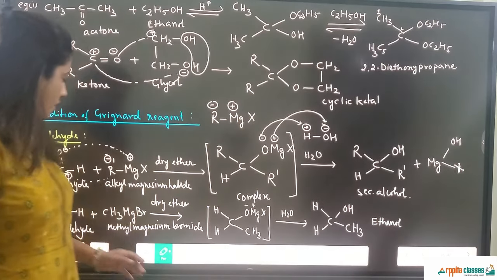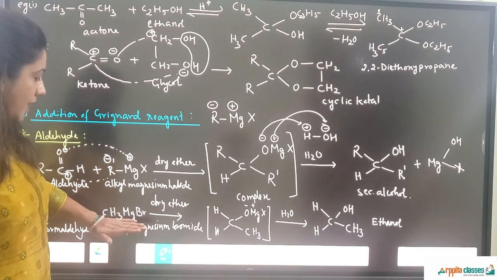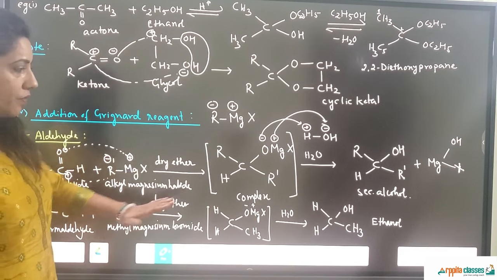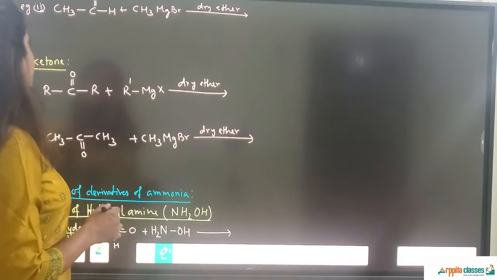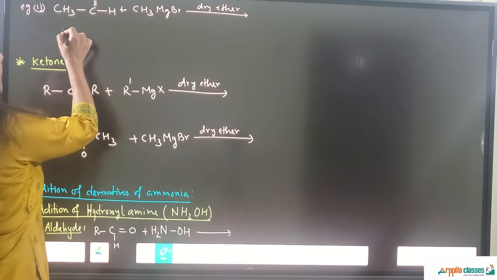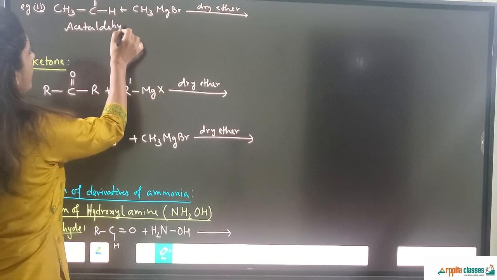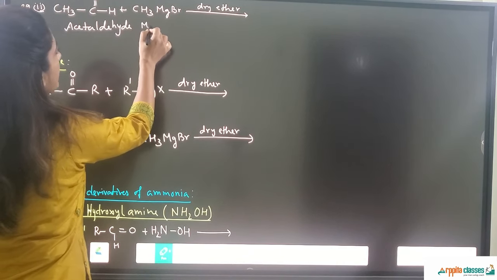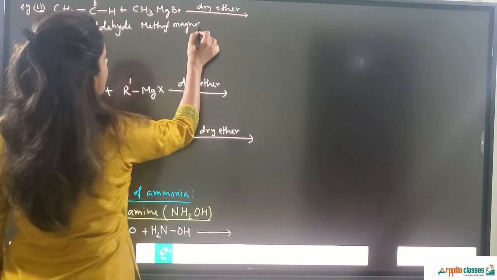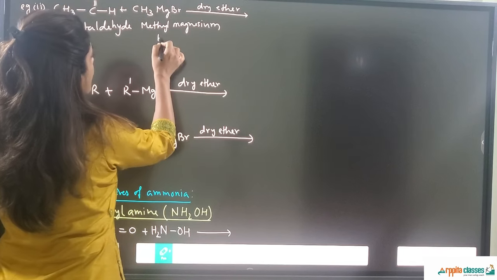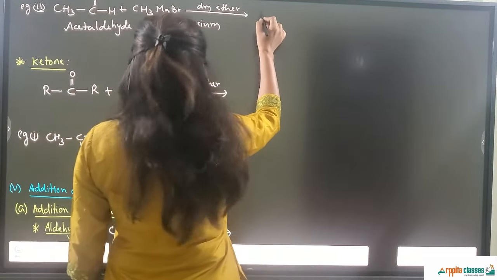So when we are using formaldehyde as a substrate and add Grignard reagent, we get a primary alcohol, ethanol. Now let's see the next part. If we take acetaldehyde, this is acetaldehyde, and we are adding Grignard reagent, that is methyl magnesium bromide. We kept the Grignard the same, methyl magnesium bromide, in presence of dry ether. See what we get.